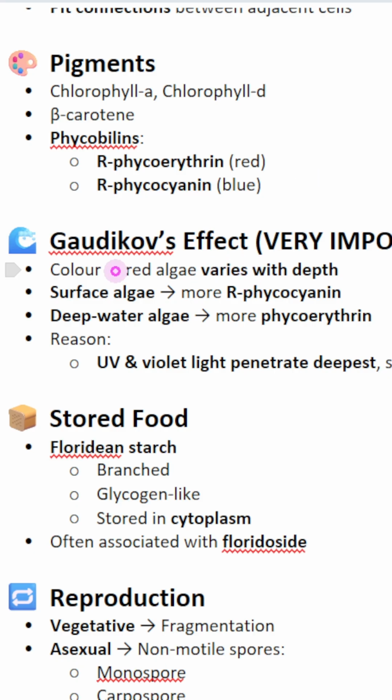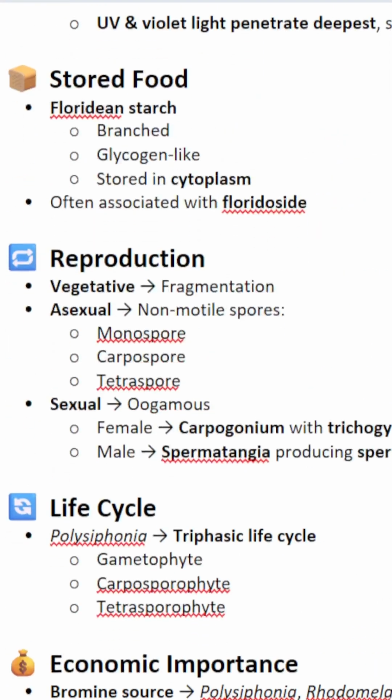According to Gaidukov's effect, which is very important, the color varies according to the depth of the water. If the algae are present on the surface, then the blue color is activated, that is R-phycocyanin. If the algae are found deep below the water, then erythrin is activated, which is red. So deep water algae are red, whereas surface red algae are blue. This is the importance of Gaidukov's effect. So ultraviolet light penetrates deepest, and red algae are found at the benthic or bottom region of the sea.